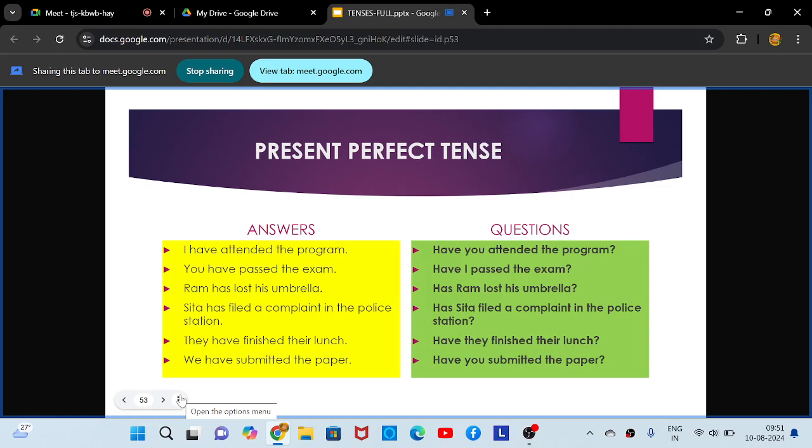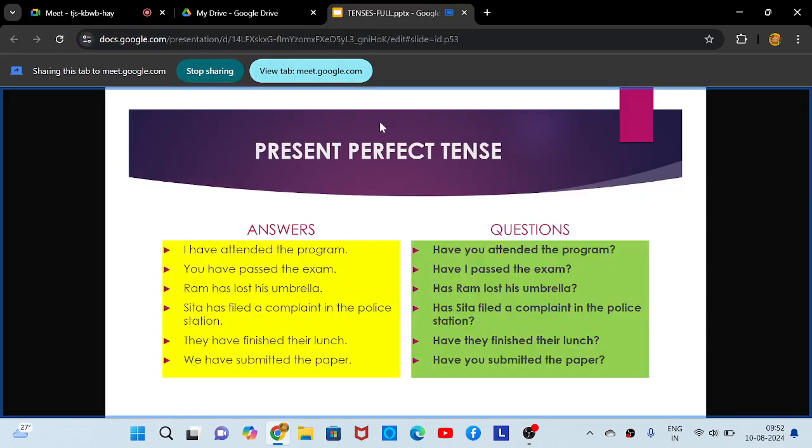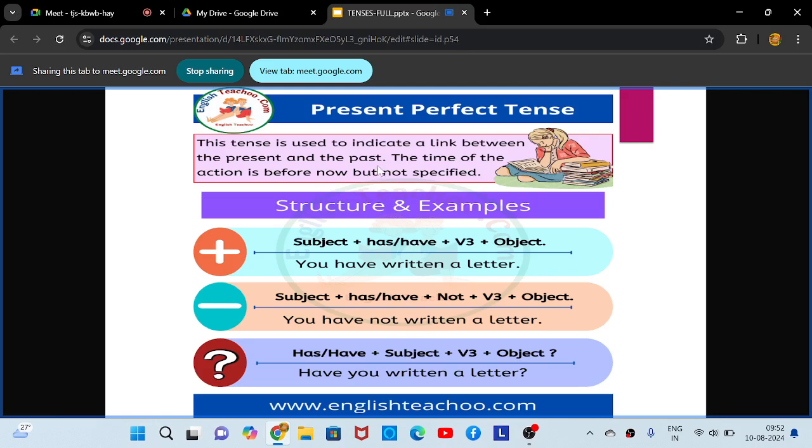Then they will tell, yes teacher, we have submitted the paper. So I have written we in that context. Sometimes you will refer to a group of people. So, have you submitted the paper? Yes, we have submitted the paper. Okay, so this is how we can form sentences in present perfect tense.